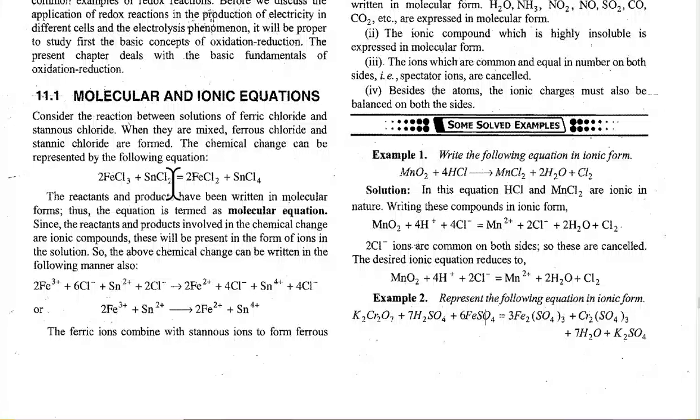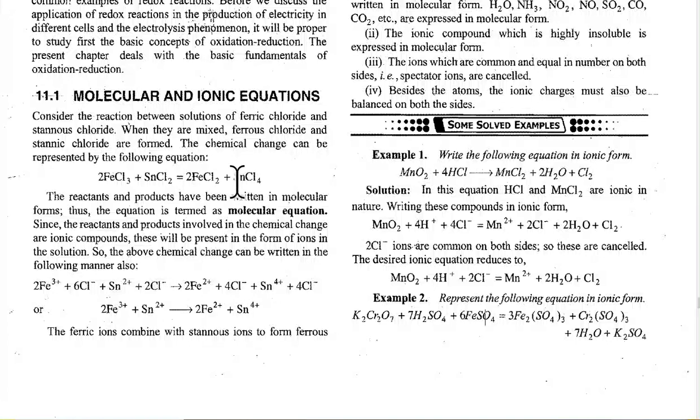Similarly, SnCl2: this 2 will go on top of Sn, it becomes Sn2+. Is it clear? Cl is always minus 1, so here we get 2Cl- ions. Similarly here Fe will get a plus 2 charge and Cl is always minus 1. How many Fe? 2 Fe, so we write 2Fe2+. And how many Cl-? Oh sorry, 2 multiplied by 2, two 2s are 4, so total 4Cl-.